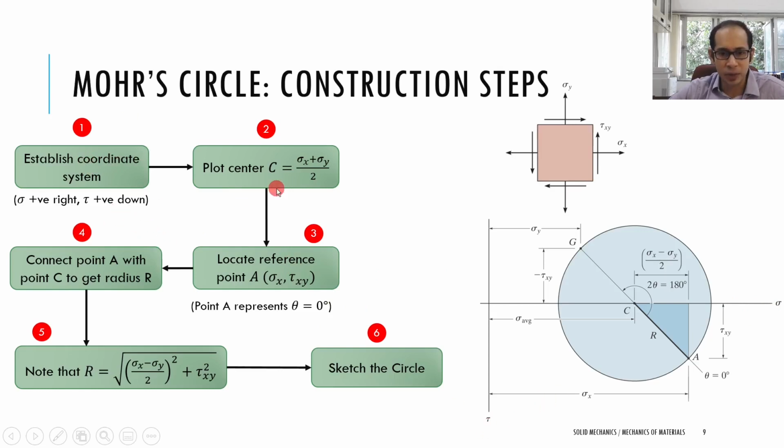Okay, so the next point is that since you have to draw a circle, for the circle you need to know where the center of the circle is. We have seen the center of the circle always happens at the average point, that is (sigma x plus sigma y) by 2, which was nothing but the sigma average. So once you have located the center C of this circle, then you first take this element. If you remember, all the problems we started with, we were given this element over here, where one face is perpendicular to the longitudinal axis, the other face is parallel to the longitudinal axis. So you first locate your reference point, that is sigma x and tau xy. So sigma x is here and tau xy over here.